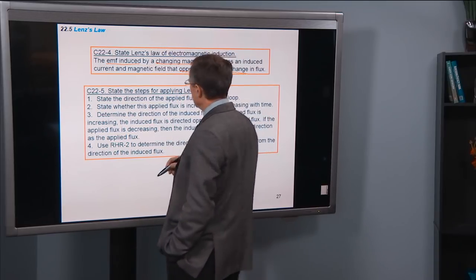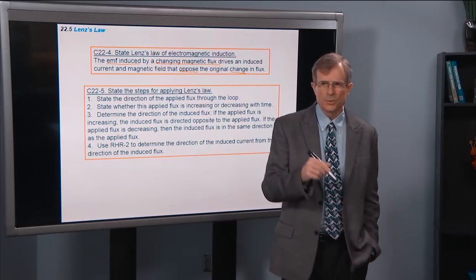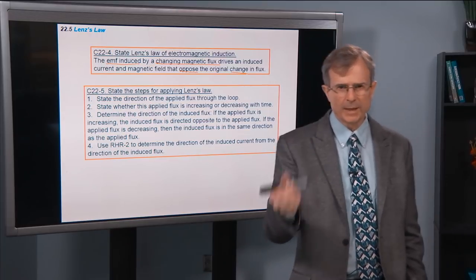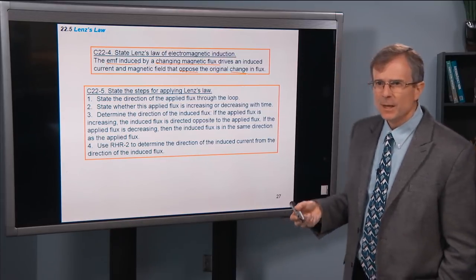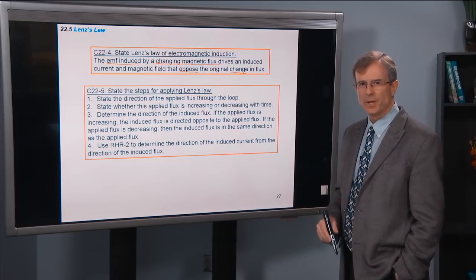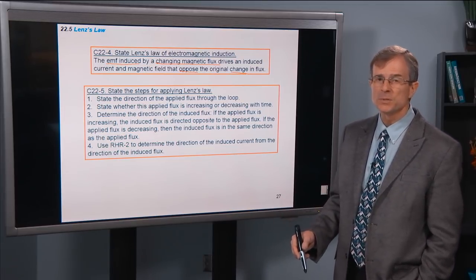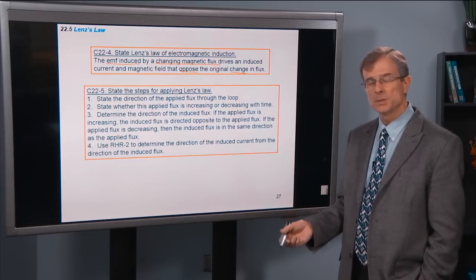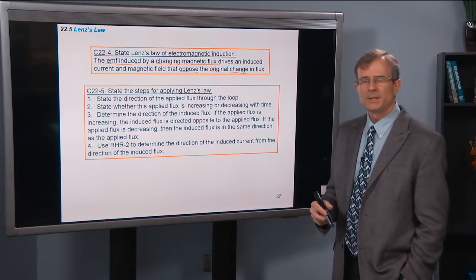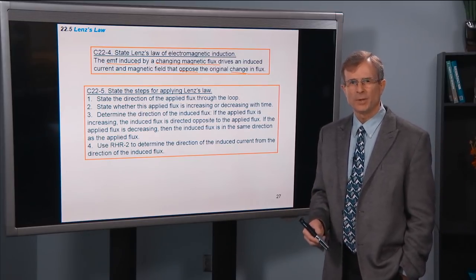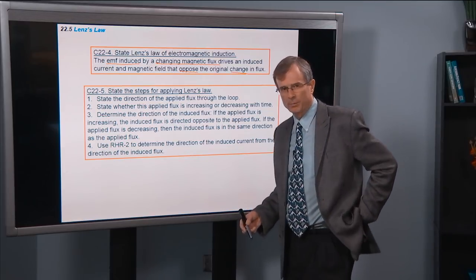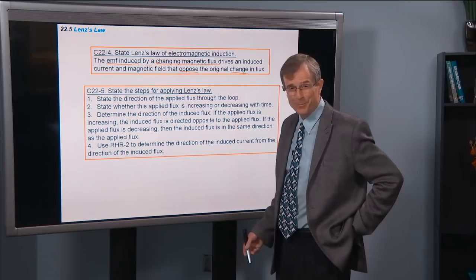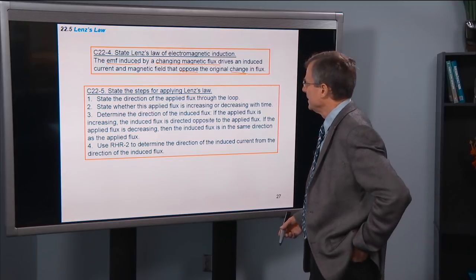So the key here is that the induced current and the magnetic field that's induced by that current oppose the change in the flux. They don't necessarily oppose the flux. Sometimes they do, sometimes they don't. But they always oppose the change in the flux. And how do we translate that into actual problems? And we'll give you a lot of practice on this in the homework.